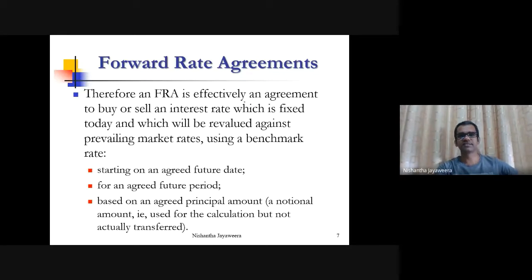So therefore we can consider it as effectively buying or selling an interest rate. That interest rate we fix today, but will be effective from a future date, and there will be a linked benchmark rate. So starting on an agreed future date for an agreed future period based on an agreed principal amount or the notional amount. But remember, we don't exchange that principal amount under the forward rate agreement.